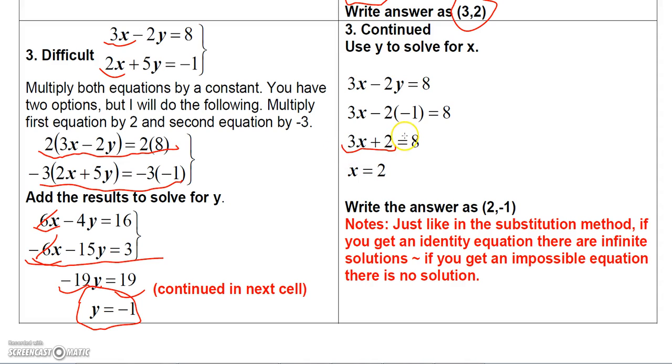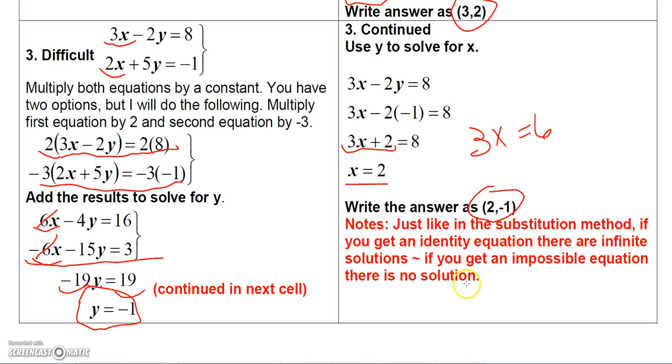And then if you subtract 2 from both sides, I didn't show that step, but if you subtract 2 from both sides, you get 3x equals 6. And then the last step, divide both sides of this by 3, and you get x equals 2. And so the answer would be (2, negative 1).